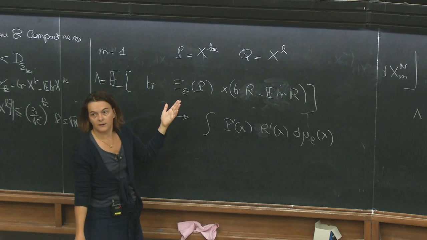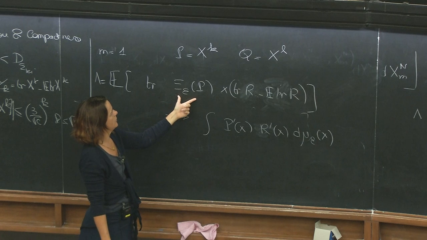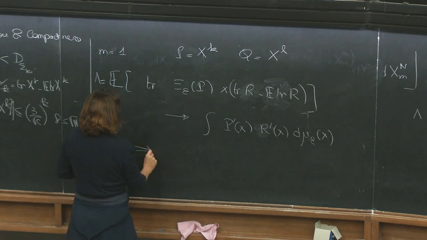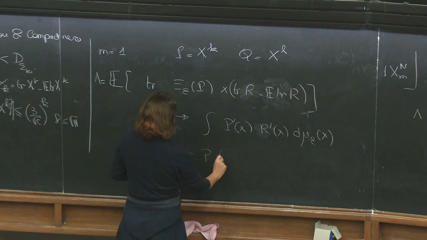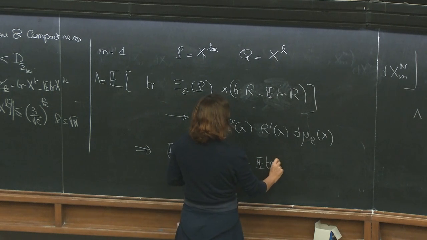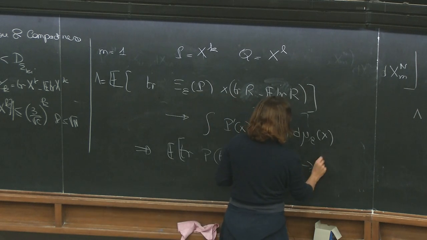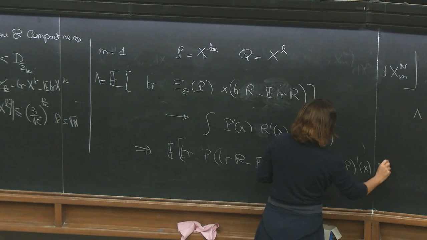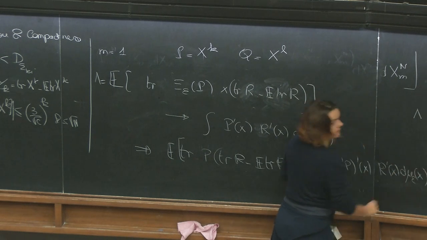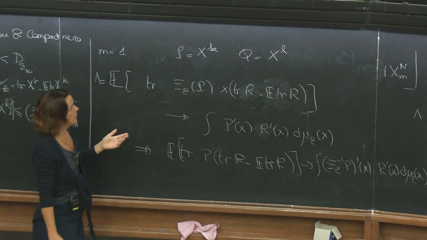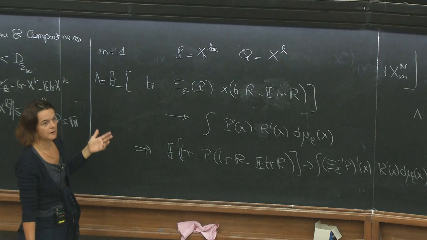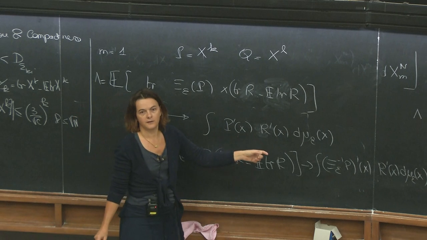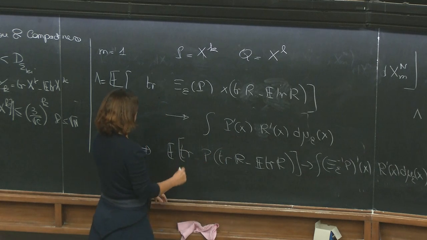Okay, so why did I write it like this? Because what you see now is that what you want is to have any polynomial, so you want to invert this operator. What you would like to say is that this implies that if I look at any covariance, this will go to the integral of ψ_ε^(-1) of p' times r'(x) dμ_ε. That's really the goal. And it's always this step that is crucial in solving the Schwinger-Dyson equation: inverting this operator, which we call the master operator.